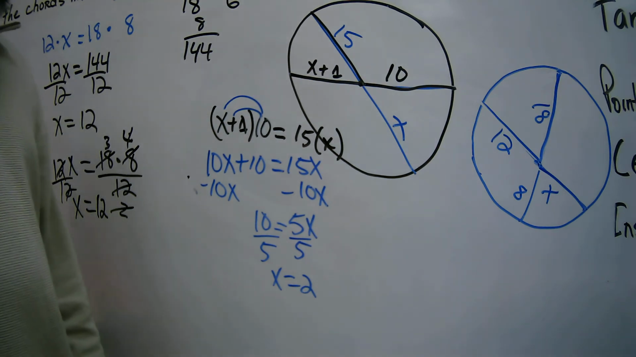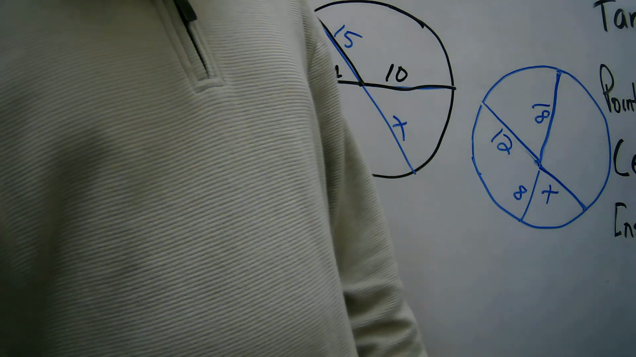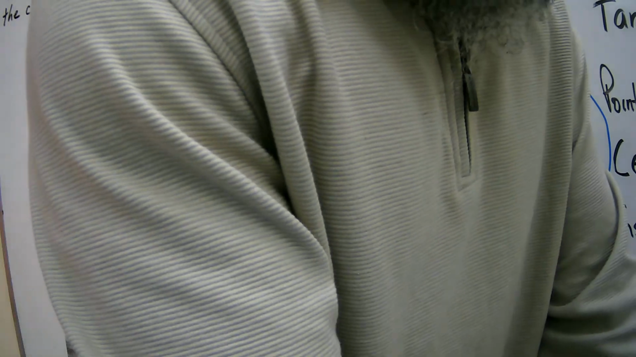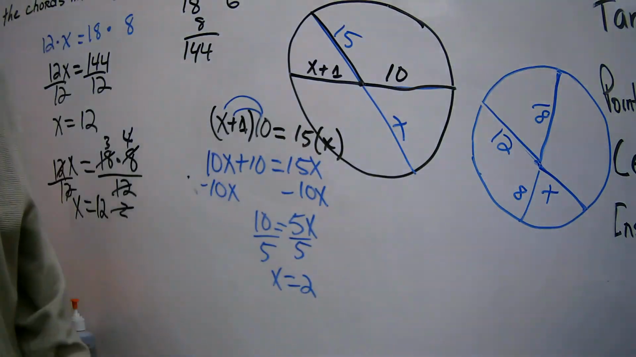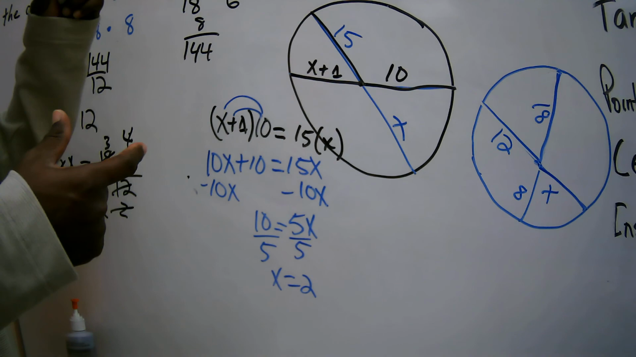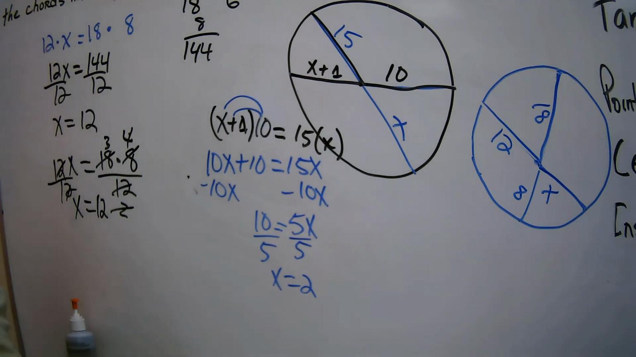So that was a short lesson on how, when you have two chords that intersect inside the circle, you need to find the product of the chords. You set them equal to each other. That's how you get the equation.